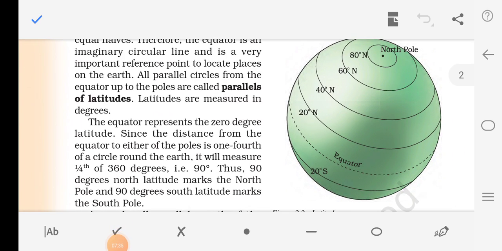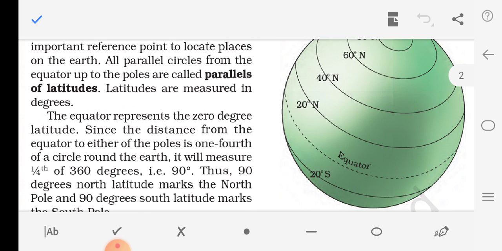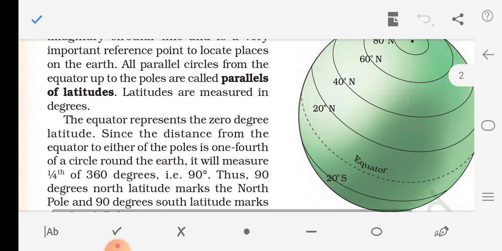Children, by seeing this image also you can find out what latitude is. See all the parallel circles from the equator to the poles. These are known as parallel latitudes. What are these known as?